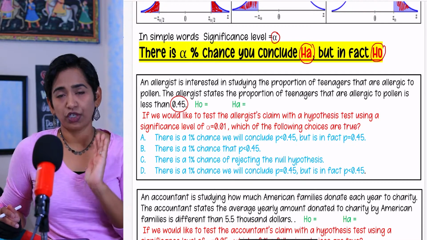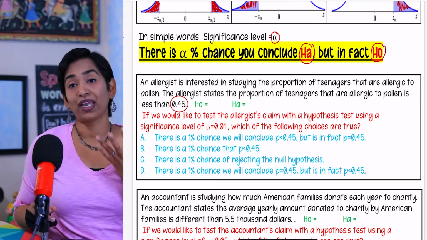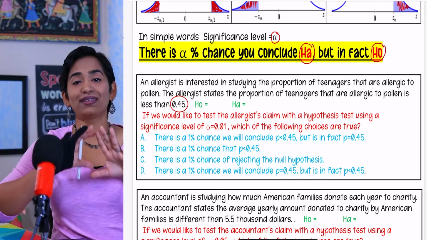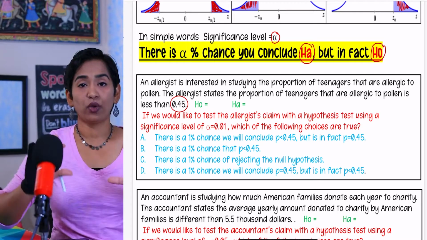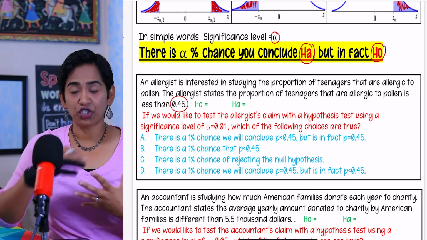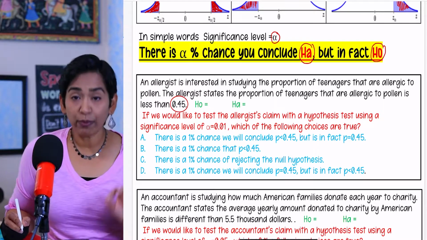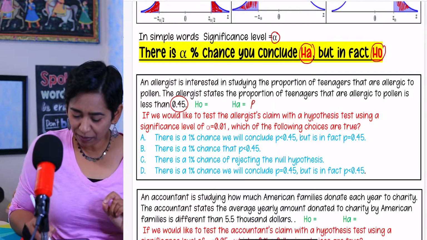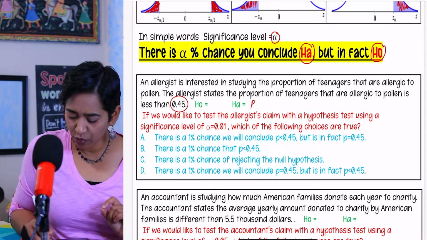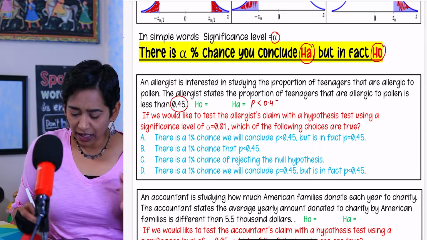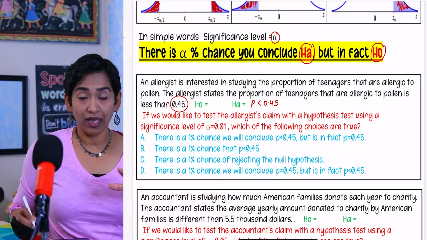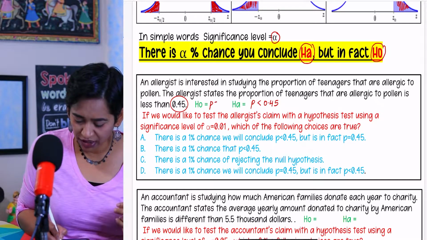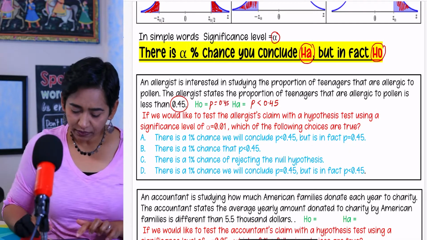First step, before I jump into the problem, I need to write down what my HA is, what my H naught is. My H naught is always going to be standard equal to, right? That's how H naught is. HA is the one that changes. So what is it talking about? Proportion. So P, I'm starting with my HA. P is less than 0.45, right? H naught, exactly the same except the sign. So P equal to 0.45. As simple as that. All right.